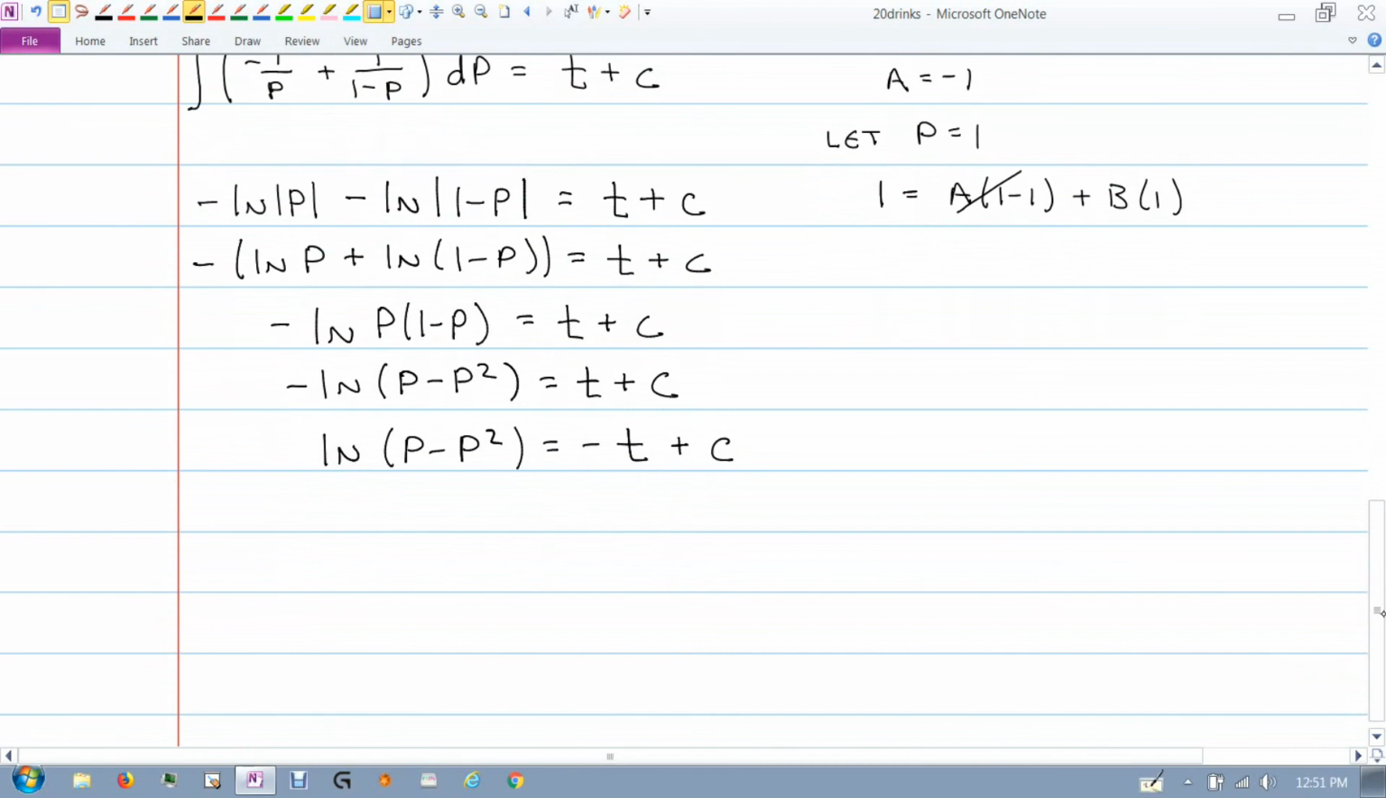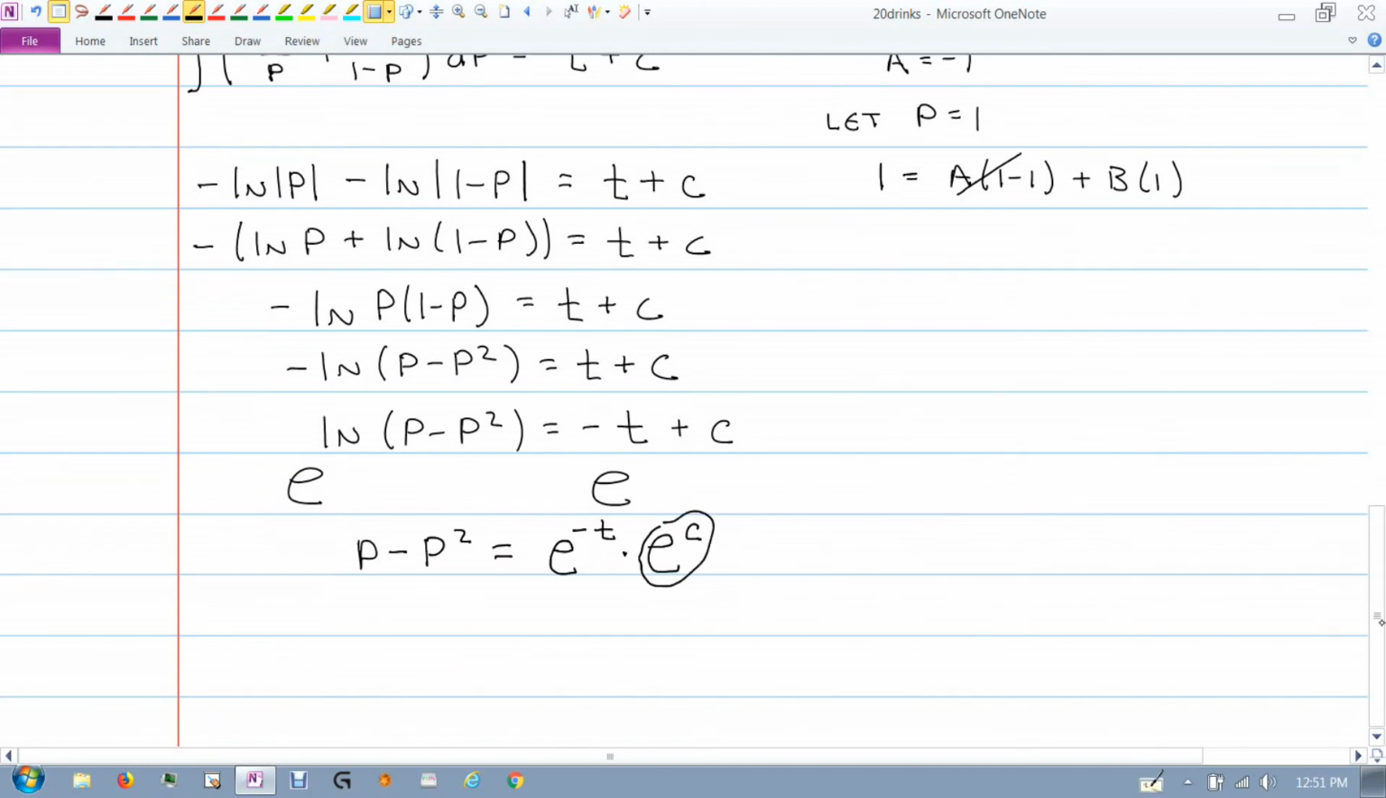And then finally do e on both sides. So e, and let me see, we're going to get p minus p squared on the left, because the e and natural log cancel out. Then I'm going to get e to the negative t times e to the c. We've done that a few times, and then this is just a constant. But I didn't change it, so I'm just going to call it like this: p minus p squared equals that constant, which I'm going to call c1, times e to the negative t.